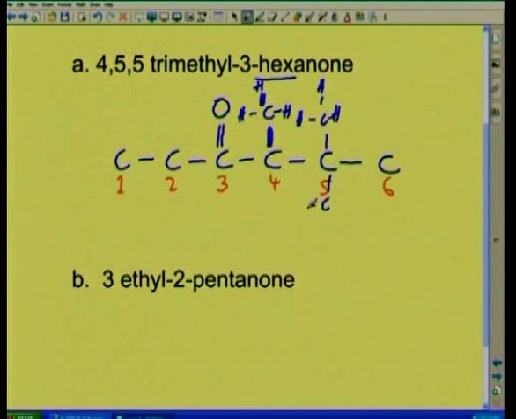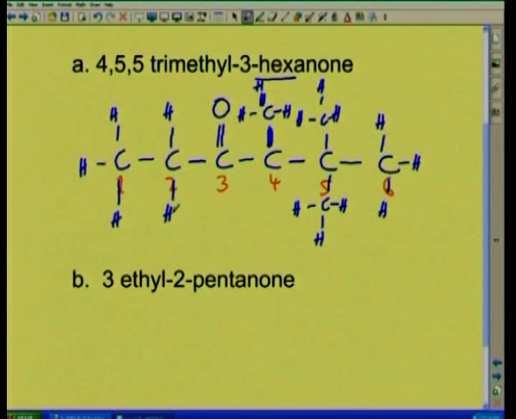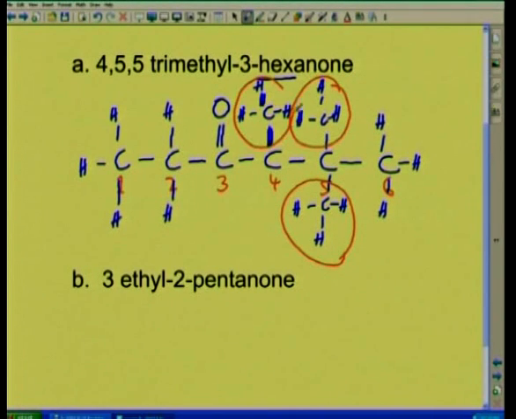Again, on carbon number 5, I've got another methyl group. And therefore, the rest will be just carbons with hydrogen atoms around them. So that will be the structural formula of 4,5,5-trimethyl-3-hexanone. Why trimethyl? You've got that methyl group there, this methyl group there, and that methyl group here. So you've got 3 of them, hence the name trimethyl-3-hexanone.